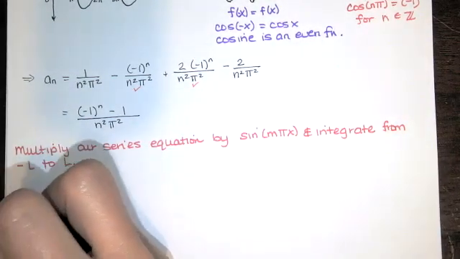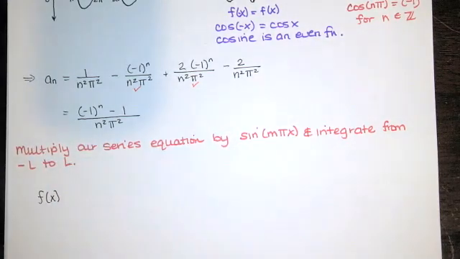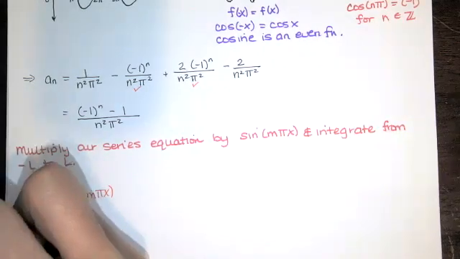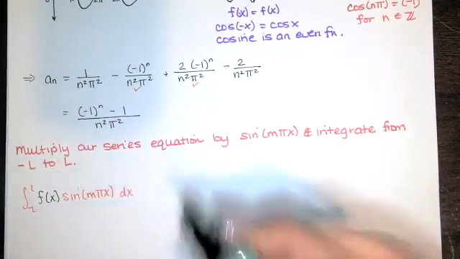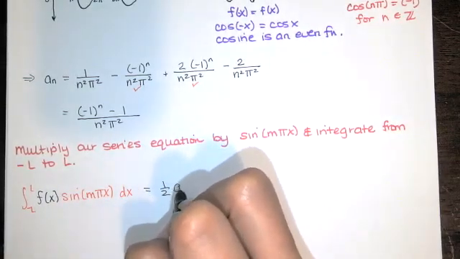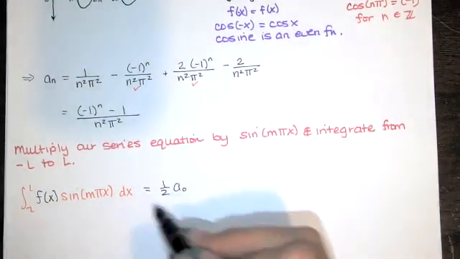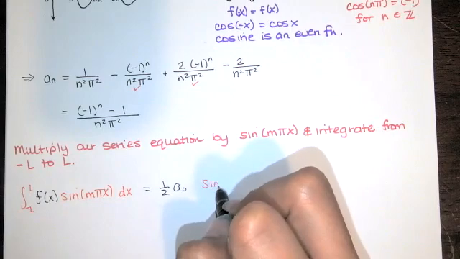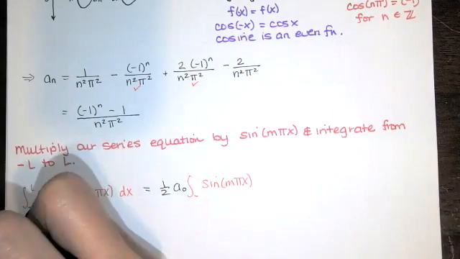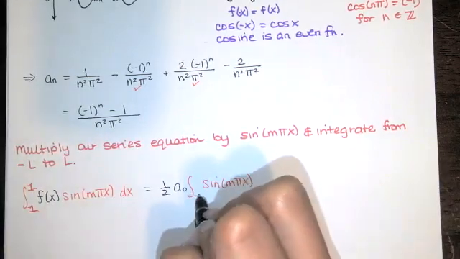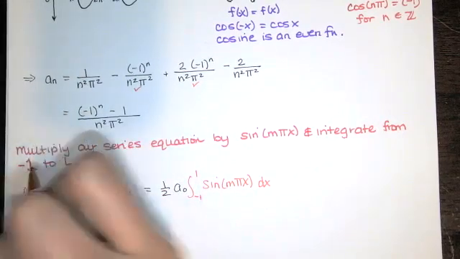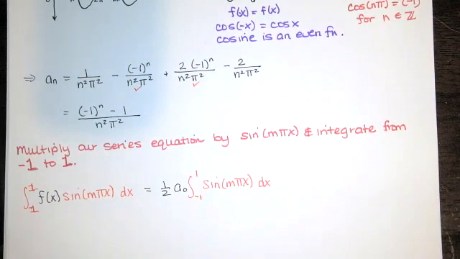Okay, so we have f of x on this side, and I'm going to multiply by sine of m pi x, and then I integrate from -L to L. Remember, we were saying that f of x is equal to 1/2 a naught plus a series. I'm going to multiply that by sine of m pi x over L, where L is 1, and integrate from -L to L. And actually, again, L is 1, so I can just integrate from -1 to 1. I keep forgetting to do that. It's okay if you do. You can always substitute your L in later.